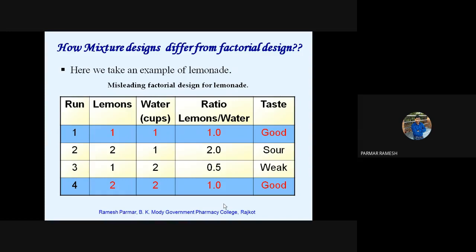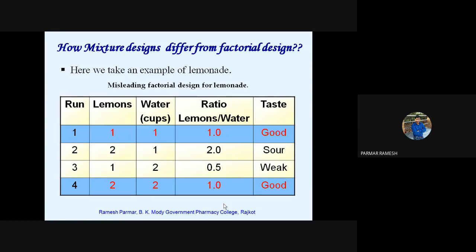There are full factorial designs, central composite designs, or Box-Behnken designs. So for an example, if you are preparing a lemonade and you are using lower levels and higher levels of sugar and lemon. If you use one lemon and one cup of water, the ratio will be 1 and the taste is good.